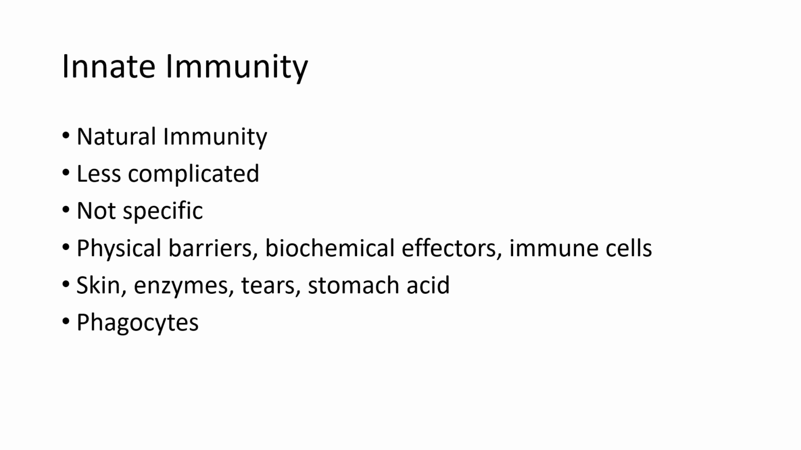The innate immune system allows you to protect yourself from random rather than specific threats. It is a natural protection and not acquired. It is not as complicated as acquired immunity. It is not specific and stands ready to protect you even if you have not come in contact with a pathogen in the past. It consists of physical barriers, biochemical effectors, immune cells, skin, enzymes, tears, stomach acid, and phagocytes, for example.